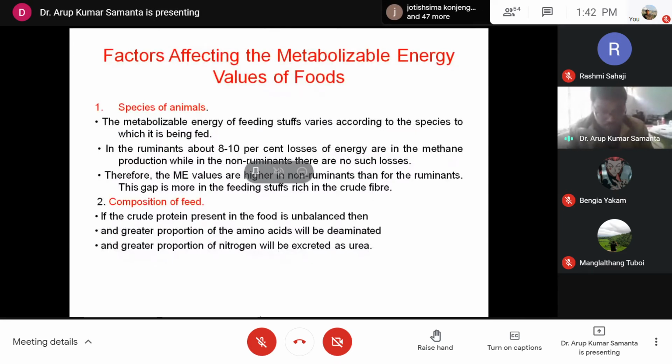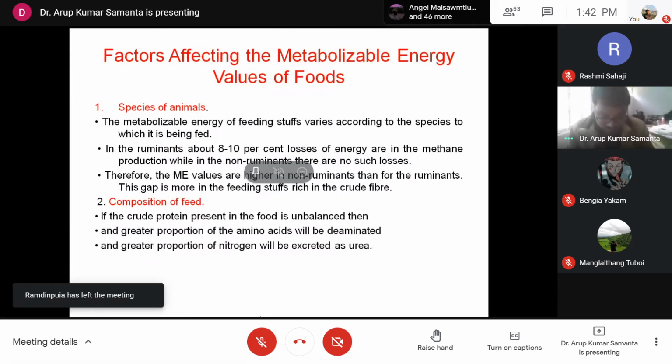So the first factor we can remember is the species of the animal for which you are offering the feed. Definitely, if you are considering ruminants and non-ruminants, the metabolizable energy value of the food is generally higher in non-ruminants, because in case of non-ruminants, methane losses or gaseous losses are comparatively less or nil. That's why non-ruminant species will have more ME value for a specific food as compared to ruminant species.